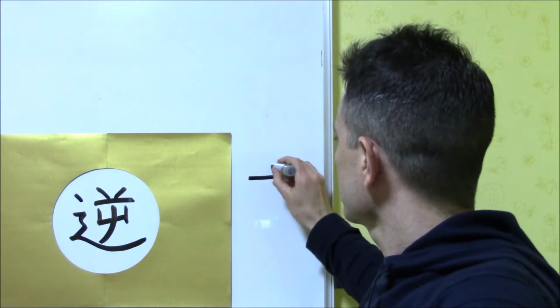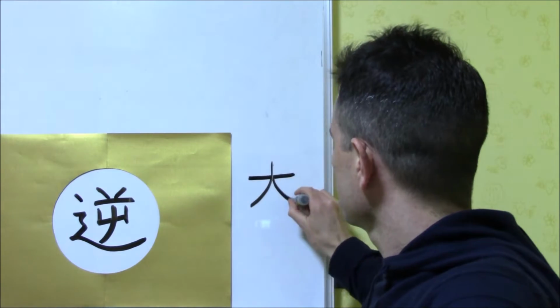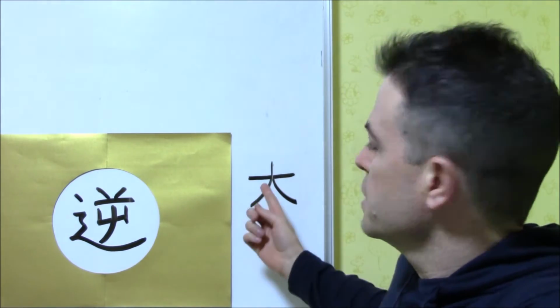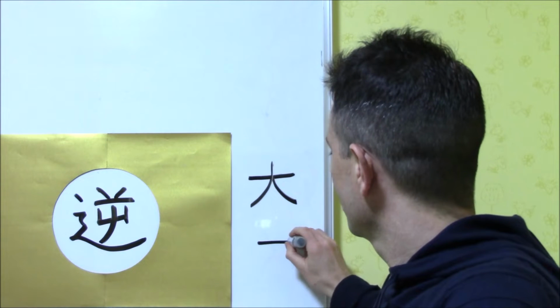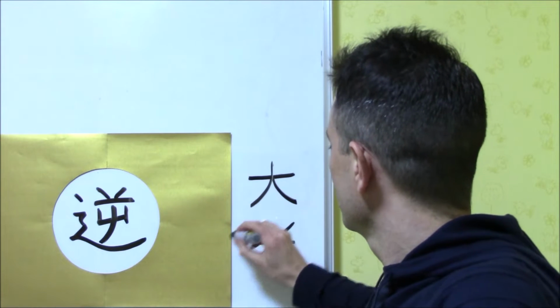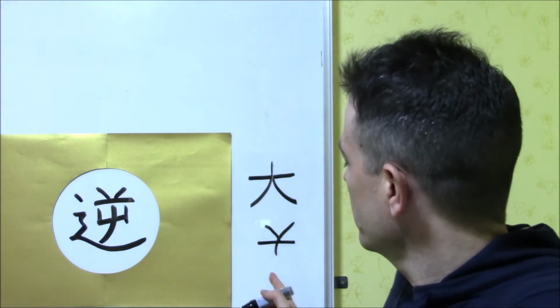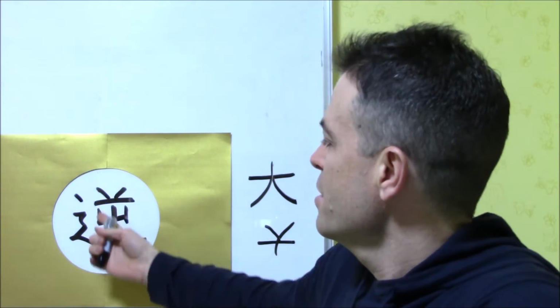Gyaku is made up of two parts. The right side is an upside down person, which came from this picture. This is a variation of the form for person. You can see arms outstretched, legs apart. If you turn it upside down, you get this kind of shape, and from this shape came the right side.